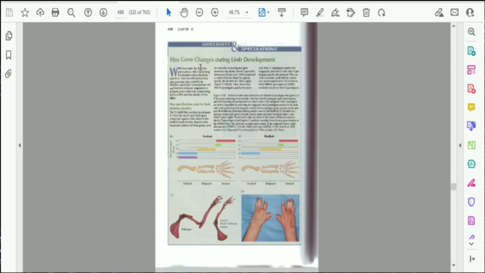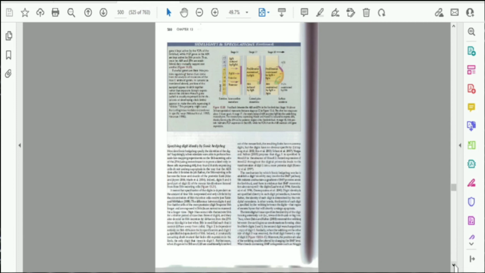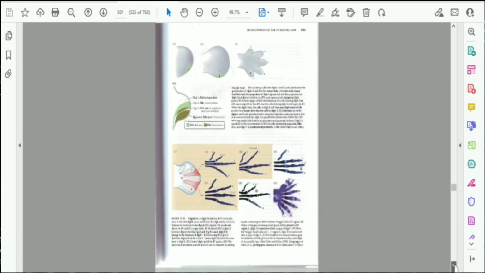And this particular thing, Hox gene changes during limb development. Last year I got a question from this particular thing in the CSIR examination. So don't leave the sites and speculation unit, friends. Better at least study the sites and speculation, everything. There will be around 20 sites and speculations in this book. You can refer to those things, and this also has been asked.